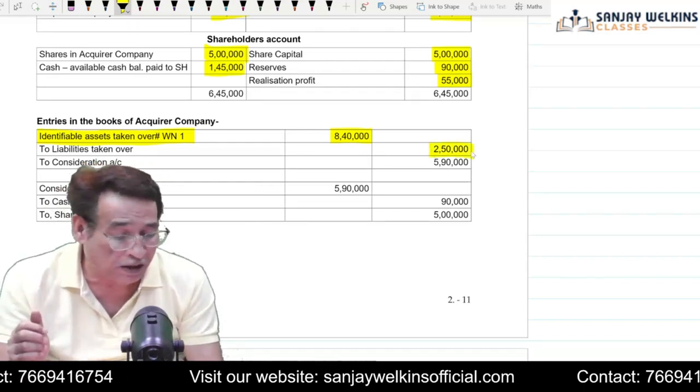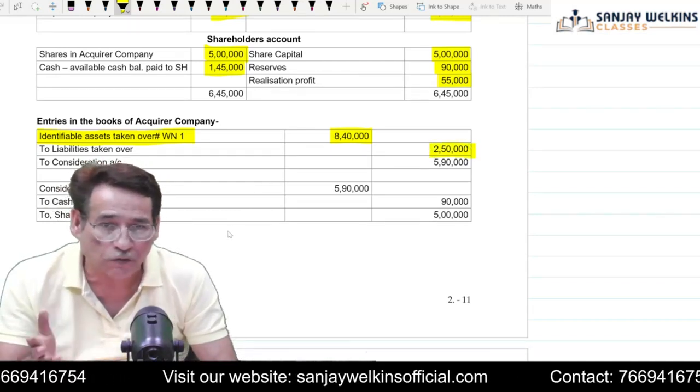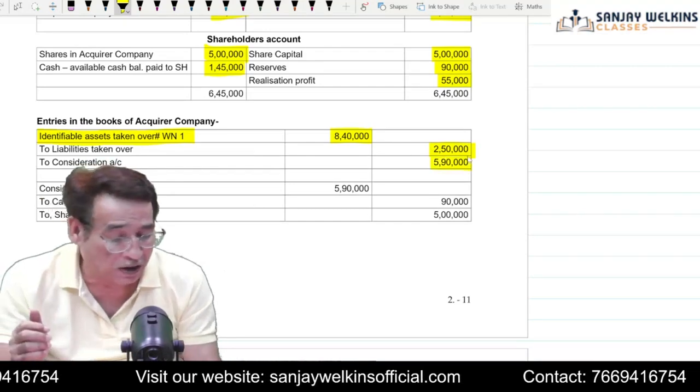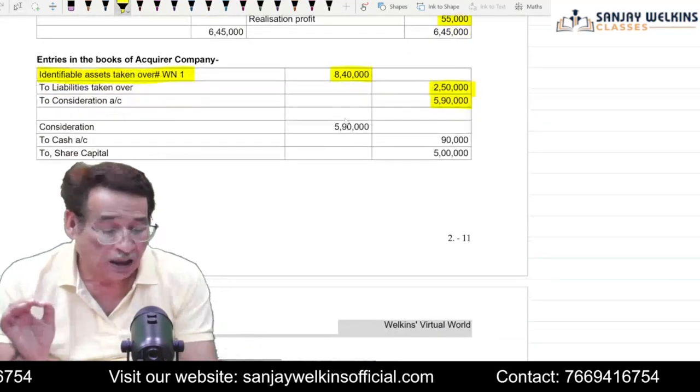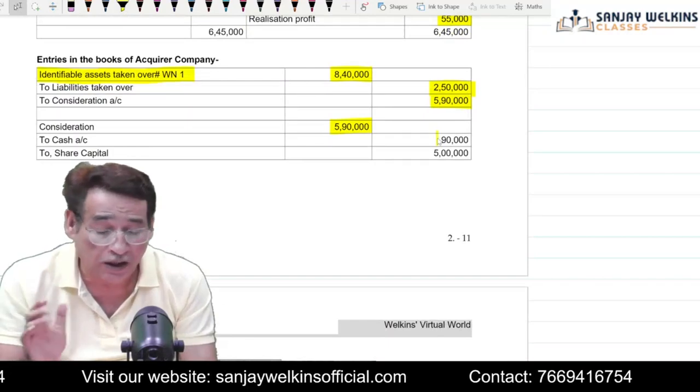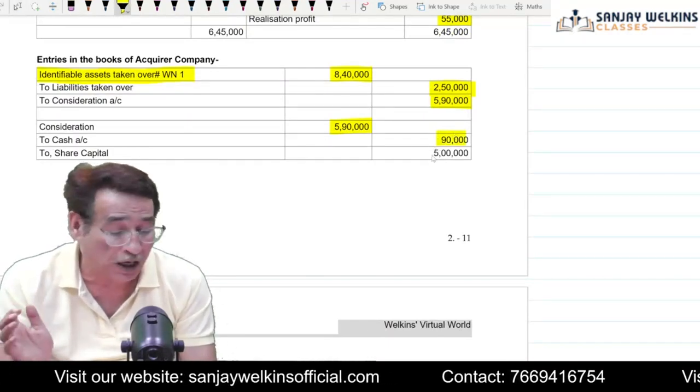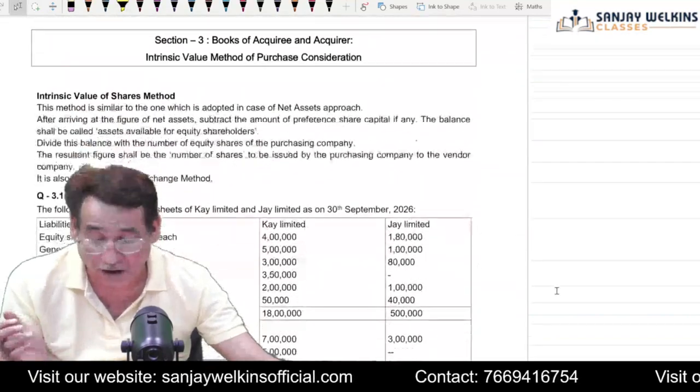Then two liabilities you have taken over. Their total is 250. And then I will write to consideration 5,90,000. And then I will make the payment entry, consideration 590, to cash and to equity share capital account. Is it clear to you?